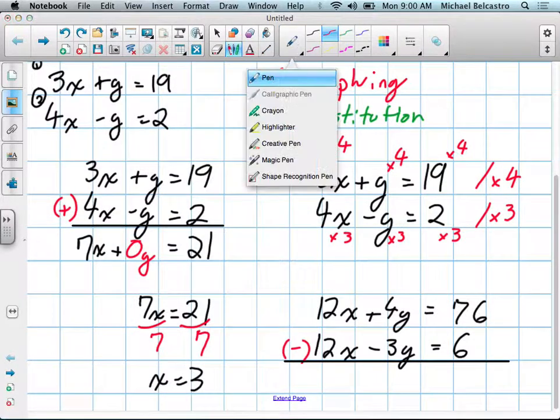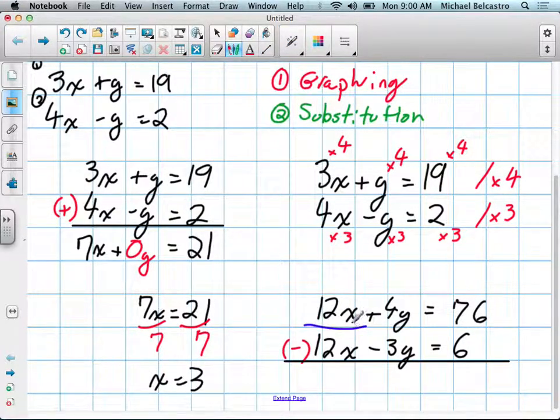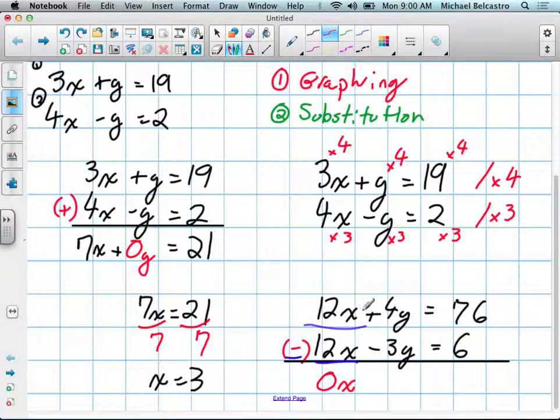So the first column is positive 12x, subtract positive 12x. What's that going to give me? 0x. 4y, subtract negative 3y. That's right. Okay? Because we have two negatives beside each other, this is positive 7y. Make sure you guys know that stuff. And 76 subtract 6. Anyone know?